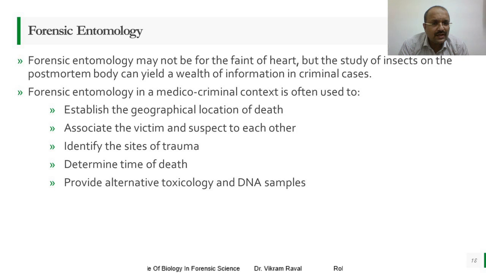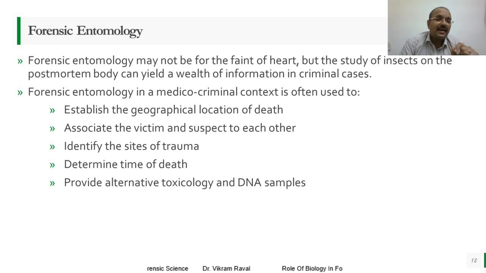Next is to associate the victim and suspect to each other. To establish a correlation between the two is also helpful. Identify the sites of trauma. If you want to identify at what position this has happened, how the body is positioned, is it the natural position of that body? If a person dies, is it the natural position, or has he or she been placed in that position? Fine. He or she may have been murdered somewhere and kept, and placed in that particular position. So that can also be studied.